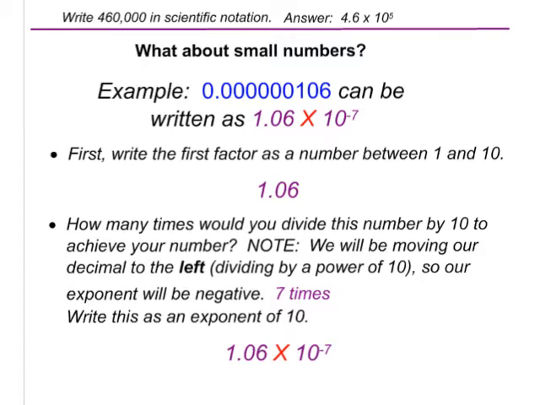Now, how many times would you divide this number by 10 to achieve your number? So here, note that we will be moving our decimal to the left. We're going to be dividing by a power of 10. So our exponent is going to be negative. We're not multiplying, we're dividing. So we write 1.06 times 10 to the negative 7.